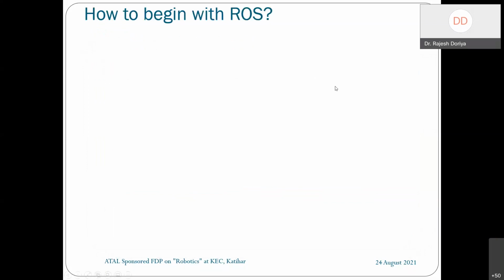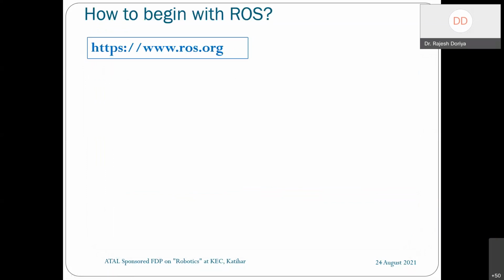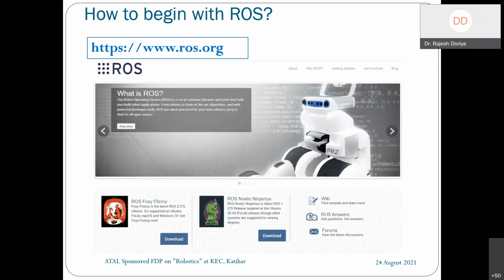Now the point is how we can start working with the robot operating system. To do that, they have created a web page, that is www.ros.org. So the moment you log on to this particular web page, you will be landing on this page.